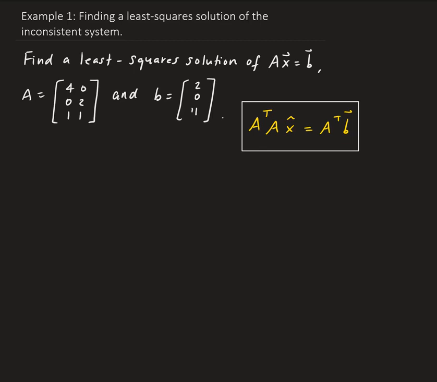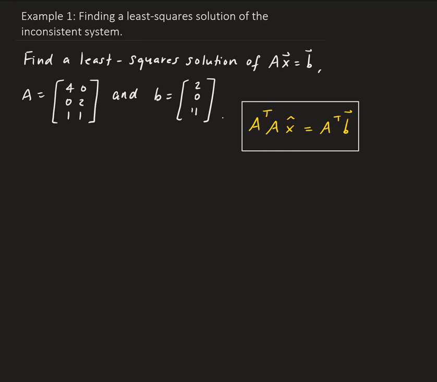Okay, in this example, we want to find a least squares solution of Ax = b, where A is given as the 3 by 2 matrix and b is given as the vector there.